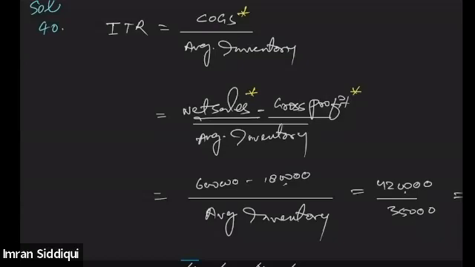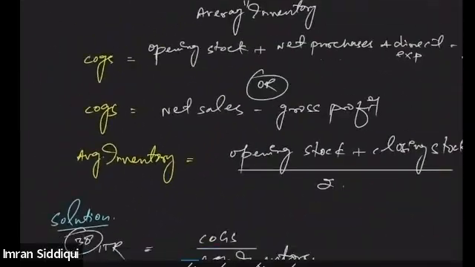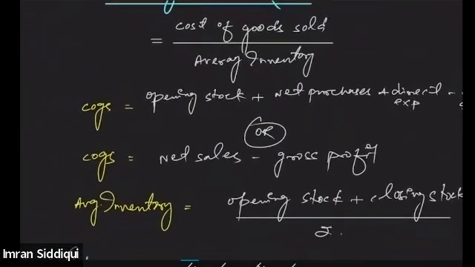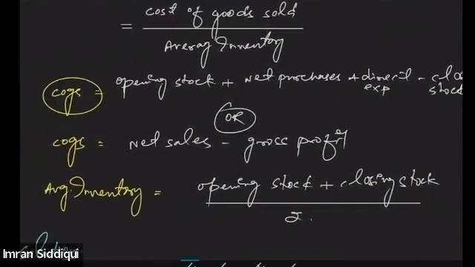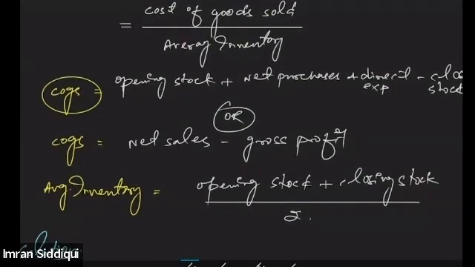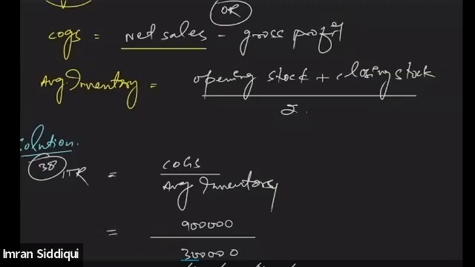You remember the formula? We have two alternative formulas for finding out the COGS. At the beginning of today's session, I talked about that if COGS is given in the question, that is fine. If it is not given, we can first use this formula: opening stock plus net purchase plus direct expense minus closing stock. And if this formula cannot be applied, then we can apply this formula: net sales minus gross profit. That will also give you the same answer.